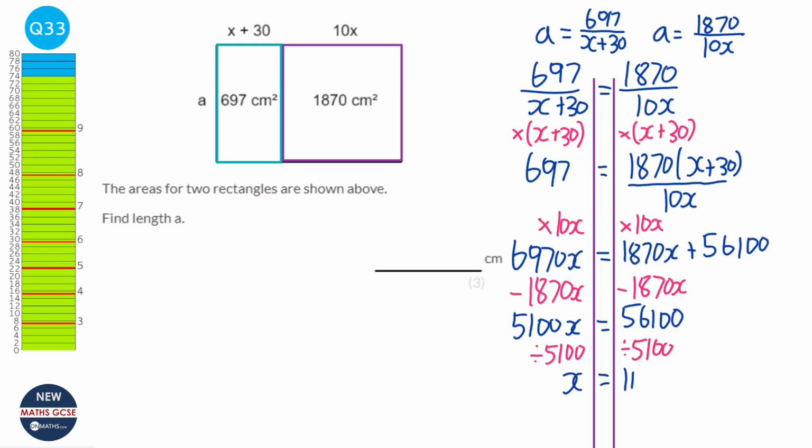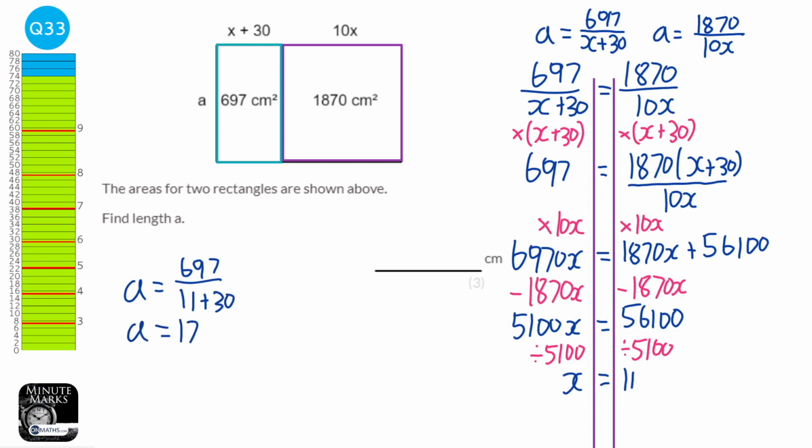So now we know x is 11, we can pick one of the equations that we had at the start, and I'm just going to pick the first one, and we can just feed in the value of x. So A equals 697 over, instead of x, it's going to be 11 plus 30. And when you do that, you get the answer of 17.